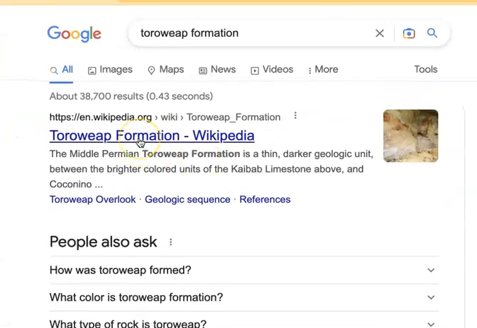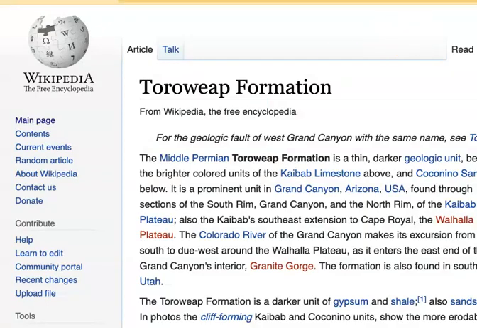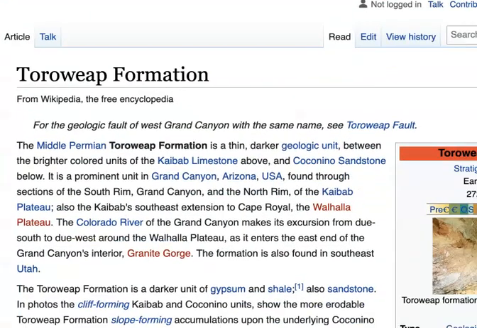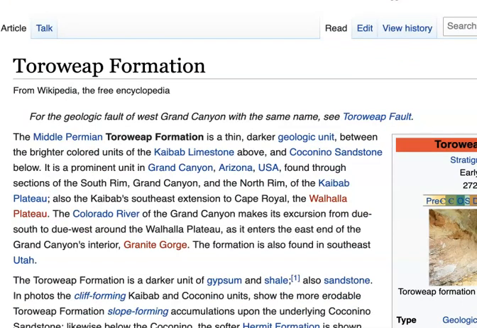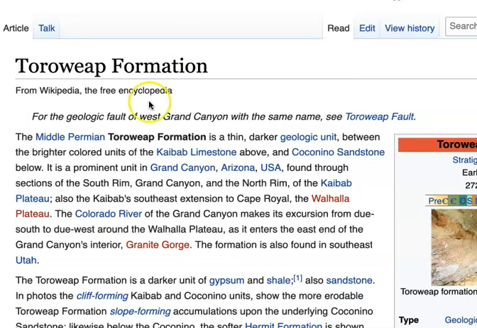Torah Weep Formation, Middle Permian, which is a time period. Kaibab, Coconino, how about that? God bless the Internet. All right. Is it in Colorado? Oh, Arizona. I was close. Colorado River. I knew there was Colorado in there somewhere.